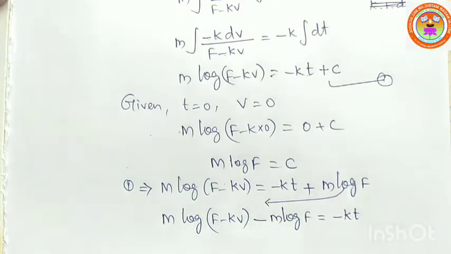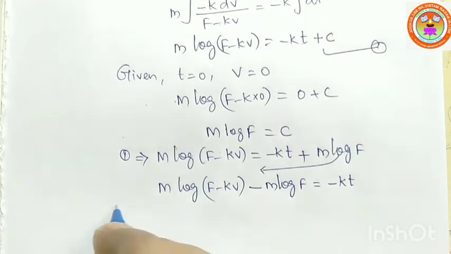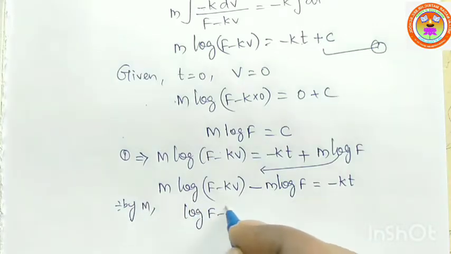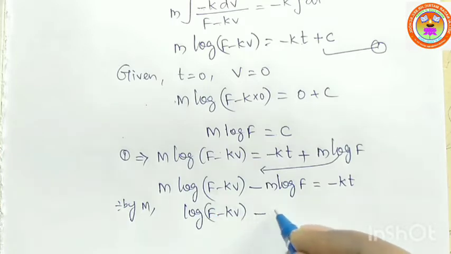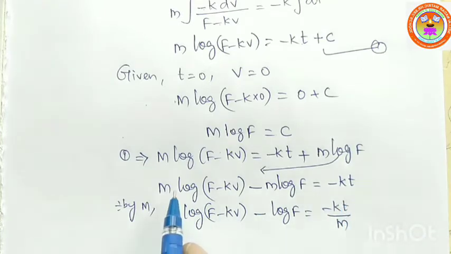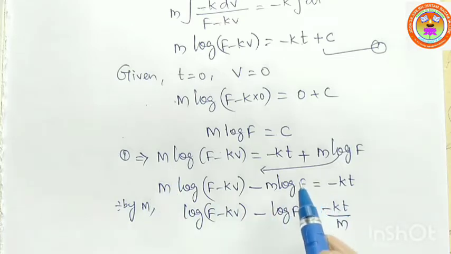Here one m common. If you are taking m outside, or we can do one thing, divide by m. When we are dividing by m, here we will get log of f minus kv minus log f, which is equal to minus kt by m. See, when we are dividing by m, here this m will go, here also it will go, but here kt by m we will get.